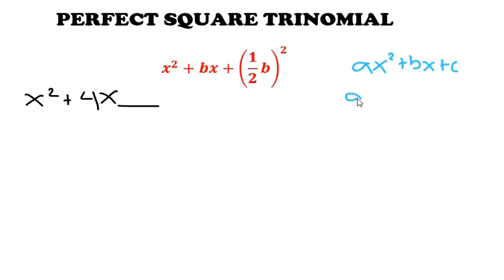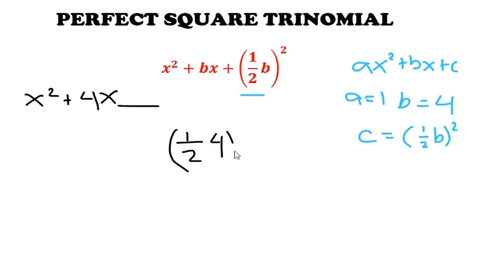Okay, first, ano yung a natin? 1. Then b is 4. And yung c, ito yun: the quantity of 1/2 of b, square. And then, solve natin yung value ng c. So, 1/2 of b. Anong b natin? So, 4 square. Then, anong kalahati ng 4? That is 2 square. And 2 square is 4. So, ang dadagdag natin dito para maging perfect square trinomial ay plus 4.